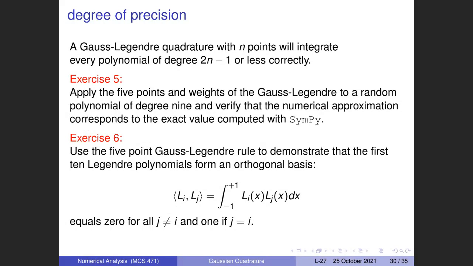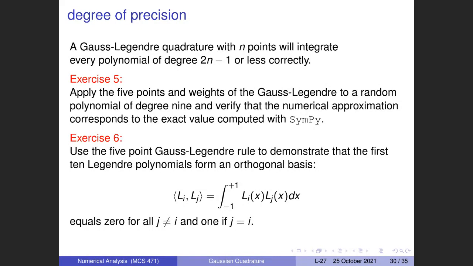In the Jupyter notebook, I took a random polynomial of degree 9. We have the theorem that is stated here again. With 5 points, n equals 5, so 2 times 5 minus 1 is 9. So any polynomial of degree 9 will actually be integrated correctly.